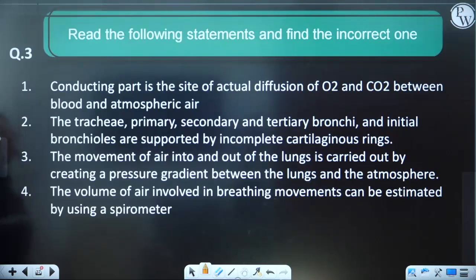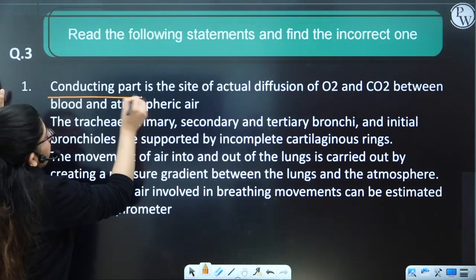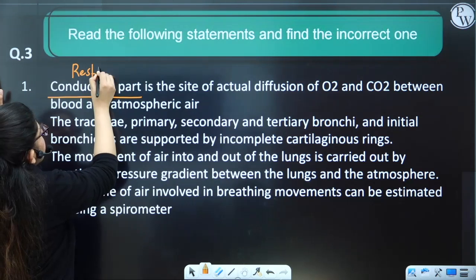Next. Read the following statements and find the incorrect one. First, conducting part is the site of actual diffusion of O2 and CO2 between blood and atmospheric air. Second, the trachea, primary, secondary and tertiary bronchi and initial bronchioles are supported by incomplete cartilaginous rings. The movement of air in and out of the lung is carried out by creating a pressure gradient between the lungs and the atmosphere. The volume of air involved in breathing movements can be estimated by using a spirometer. So you have to find the incorrect one. The first one says the conducting part is the site of actual diffusion of oxygen and CO2 between blood and atmospheric air. That is not a conducting part, that is a respiratory part. So the first is the incorrect answer.